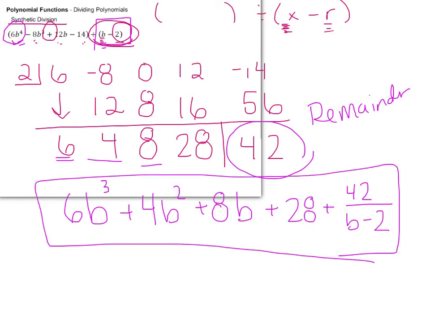We'll do one more example. Here we have 8y to the 5th minus 2y to the 4th minus 16y squared plus 4 divided by 4y minus 1. Notice, here we're dividing by 4y minus 1. But for synthetic division to work, it must be divided by x minus r, where that coefficient is 1. So the first thing we have to do is make this coefficient 1.